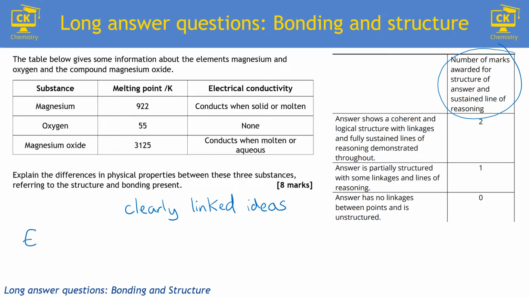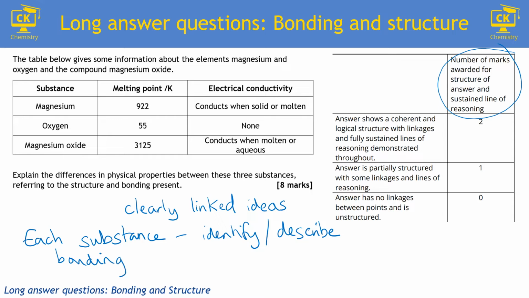So we're going to take each substance one at a time. We're going to identify and describe the bonding and structure. Good job there's no handwriting marks in this. And then we're going to link it to each property, in turn, melting point and conductivity. This is much more reliable.